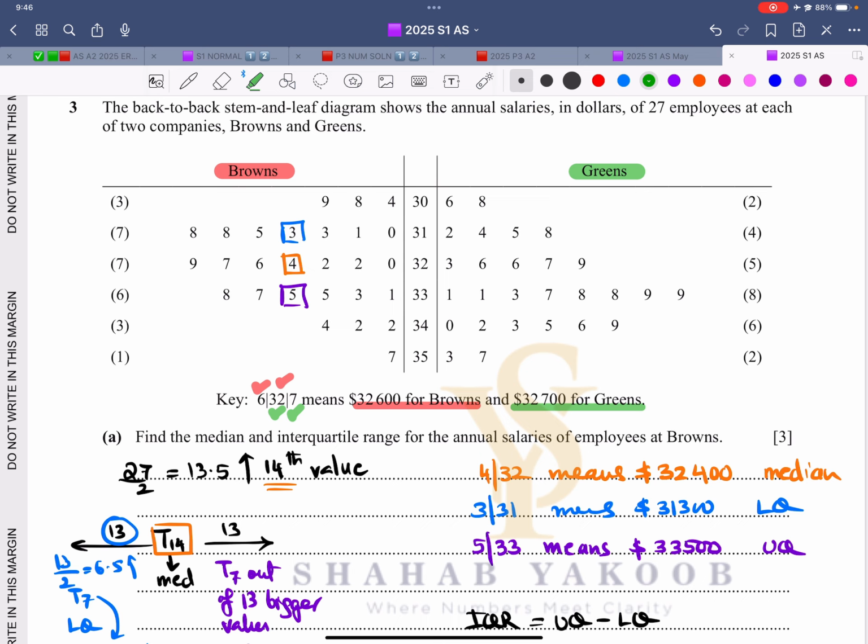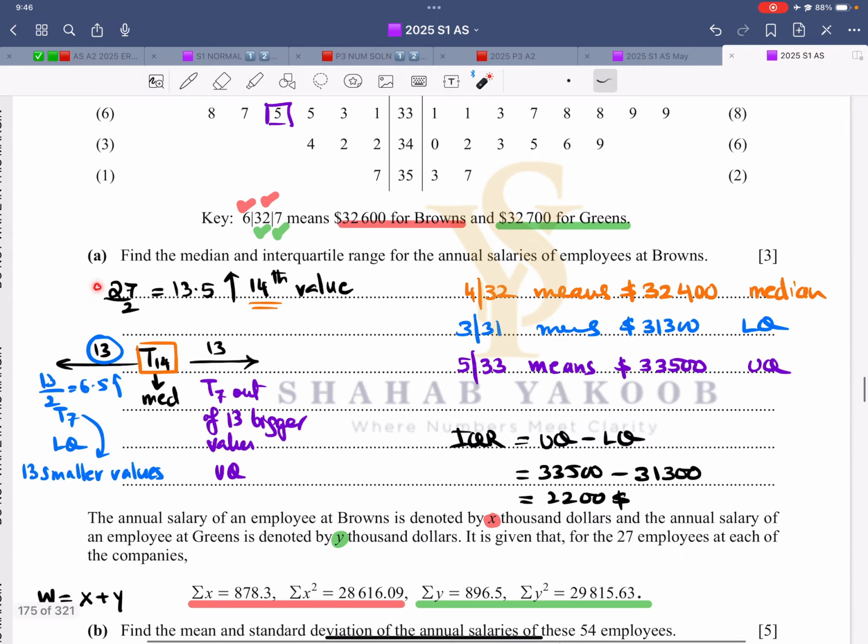Now it says find the median and interquartile range for the employees at brown. So 27 divided by 2 is 13.5. It's an odd value because there are 27 pieces of data, so there is a middle value. That middle value is the 14th, that you need to realize. So T14 is what comes in the middle. 13 values are below it, 13 values are above it. 13 values are smaller, 13 values are bigger. The median of the smaller 13 values is the lower quartile. The median of the bigger 13 values is the upper quartile.